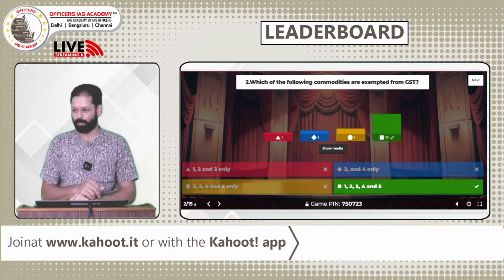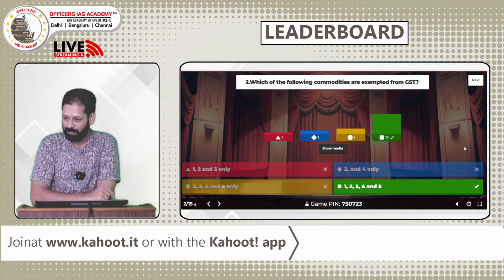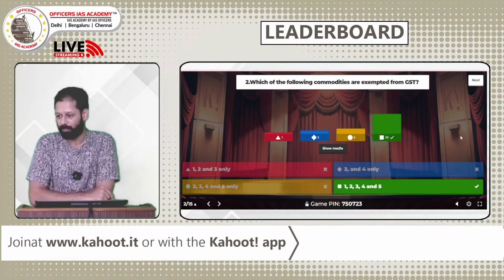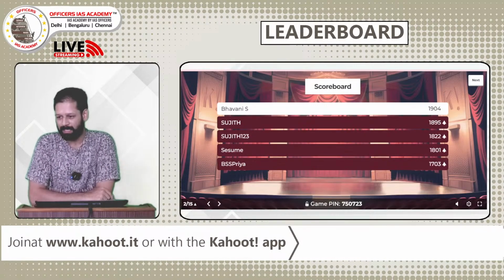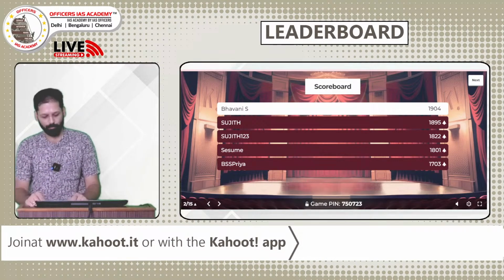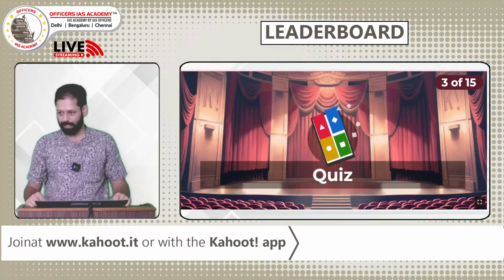Now let's go on to 20 people have given the correct answer. That's very nice. That's very good that you've all gotten the correct answer. Let's see who comes into the leaderboard, who misses it out. Bhavani still stays on the top. We have Sujit and Sujit 23 coming into the leaderboard. We have Si Seum, I don't know how to pronounce that name, but anyway, we have Priya, BSS Priya, also coming into the leaderboard. Very good, congratulations. I think we can move on to the next question and see what it is about.